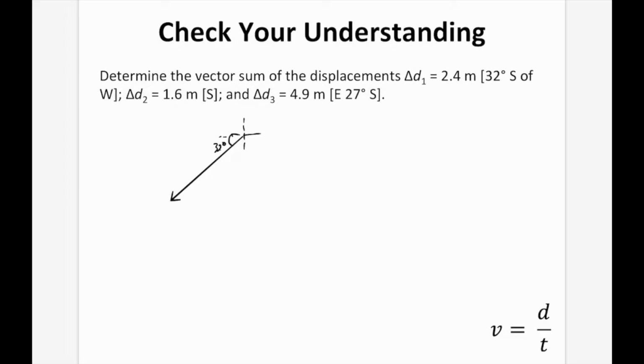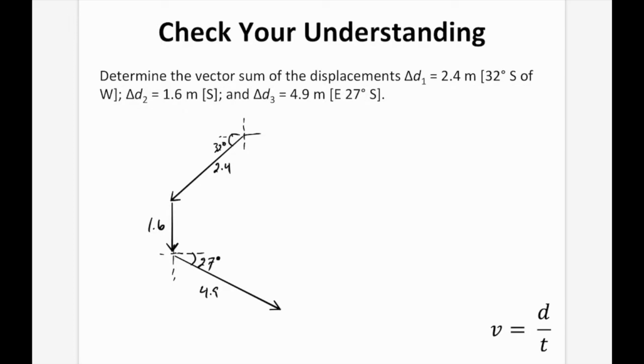Then we're going directly south, a little bit less. So that's 1.6. This number here is 2.4. And then we're going east 27 degrees south, 4.9. Again, that angle right there is 27 degrees. So we have our 3 vectors, and we put them head to tail. Now what we need to do is find the vector sum of the displacements. So we're going to break them into our x and y components.